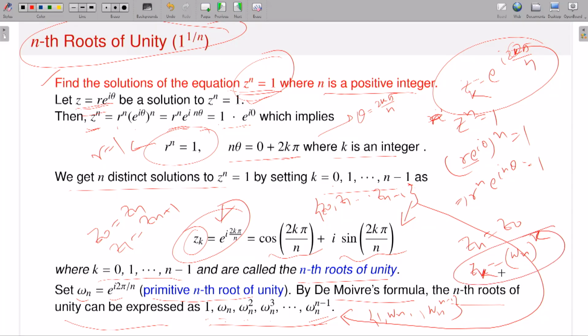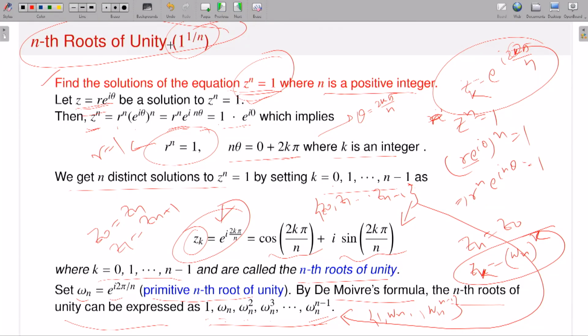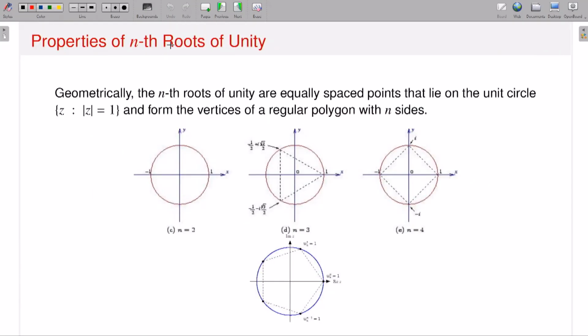Okay, so therefore these are the nth roots of unity. Sometimes I write it as 1 to the power 1 by n. So this is the notation. That means I want the solutions of the equation z to the power n is equal to 1. Okay, this is kind of geometry.